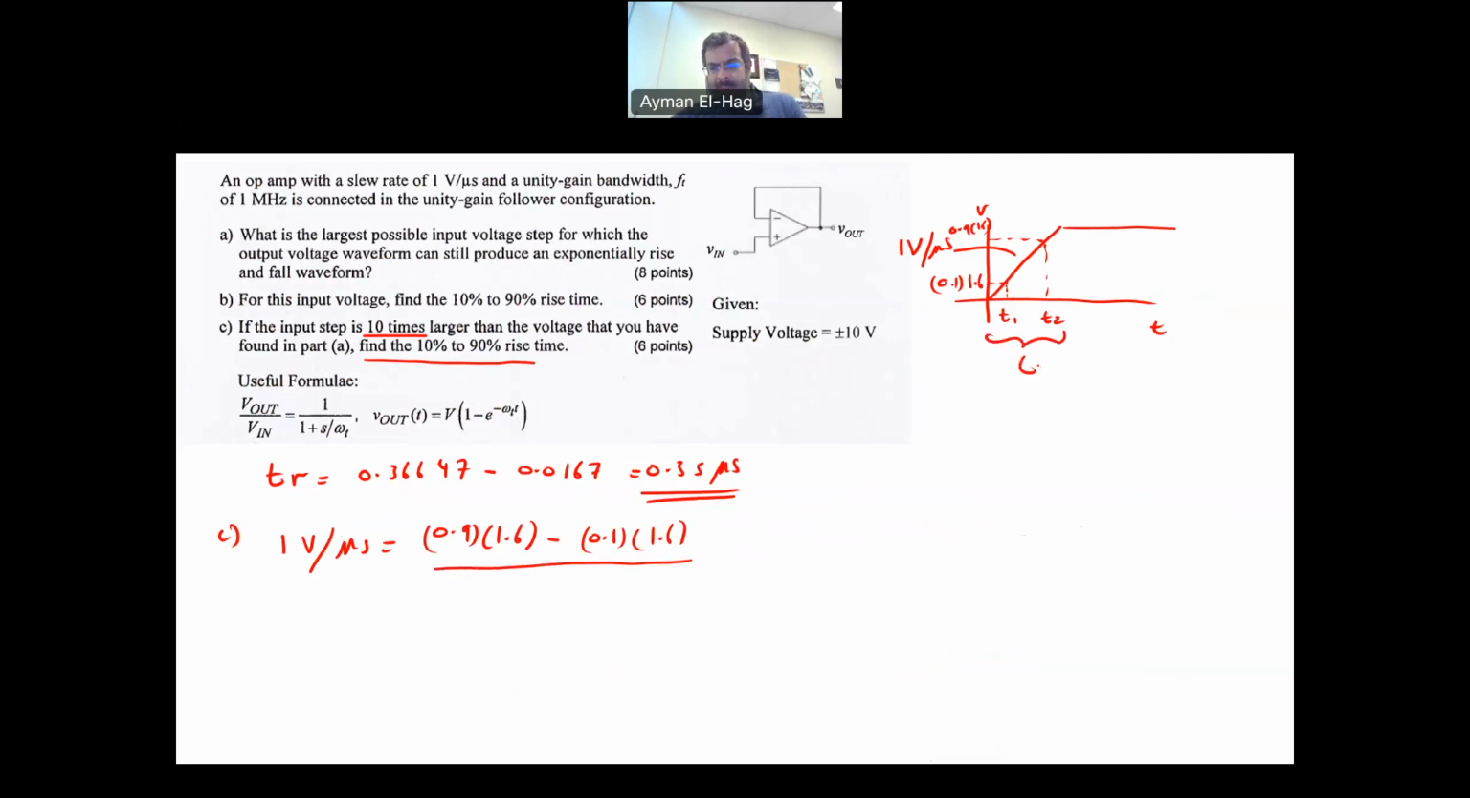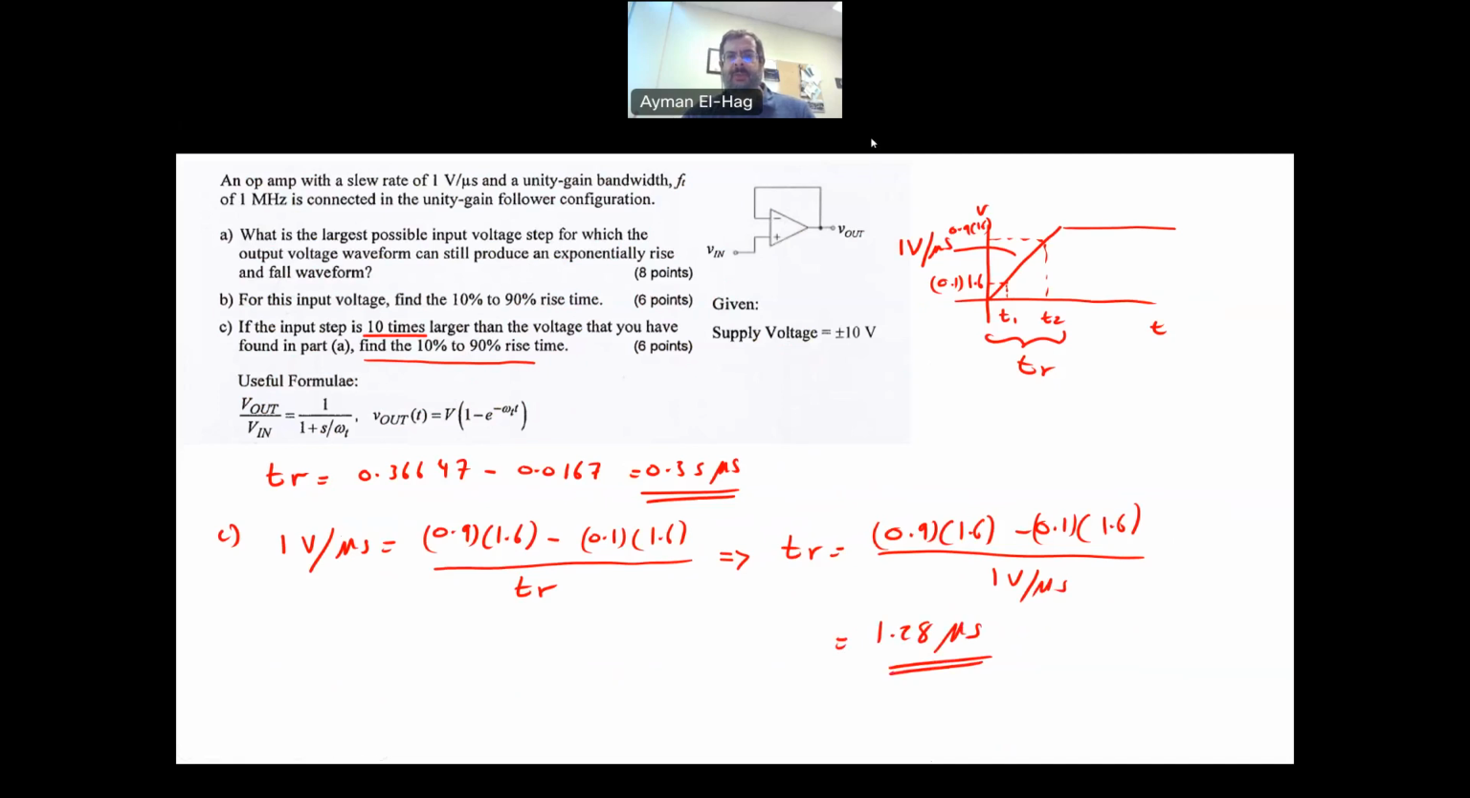T2 minus T1 is TR, your rise time. That is what I want to find. So your TR basically will equal 0.9 times 1.6 minus 0.1 times 1.6 divided by 1 volt per microsecond, and this will give me a total rise time of 1.28 microsecond. So with this, now we know how to handle a question that has a slew rate in the op-amp.